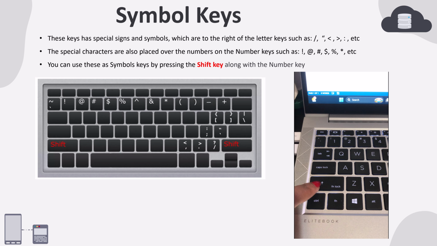Symbol keys. These keys have special signs and symbols which are to the right of the letter keys. So at the right side of the letter keys you will see some symbol keys such as slash and others. Also, there are special characters which are placed over the number keys. If you check the number keys, at its left side or up, there are some special characters.